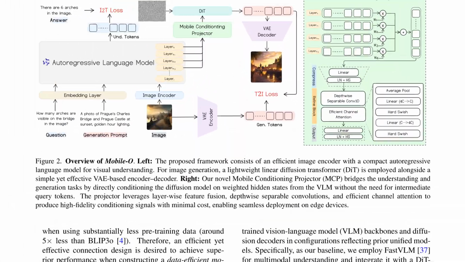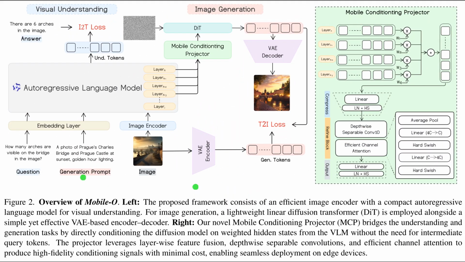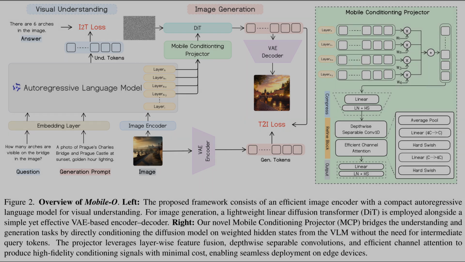Figure 2 reveals the architecture behind this efficiency. On the left, the diagram shows the dual pathways, one for understanding visual inputs and another for generating images, both anchoring to a shared autoregressive language model to save memory. The key innovation is the green component in the middle, called the Mobile Conditioning Projector. As the right panel details, this projector avoids heavy computations by simply fusing features from different language model layers with lightweight convolutions, creating a fast bridge between text and image generation.